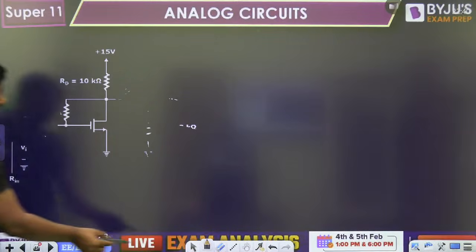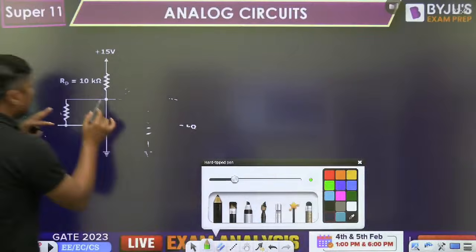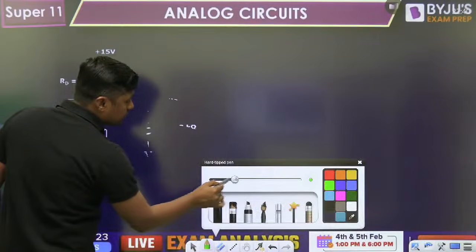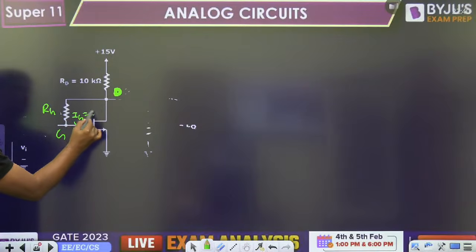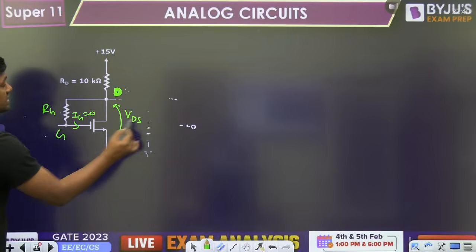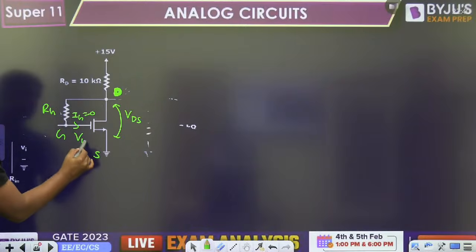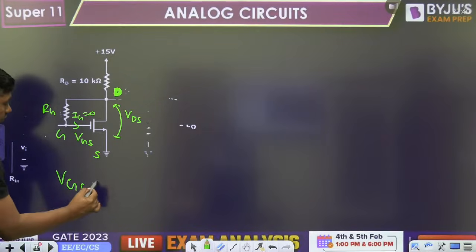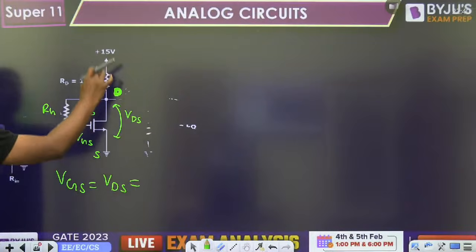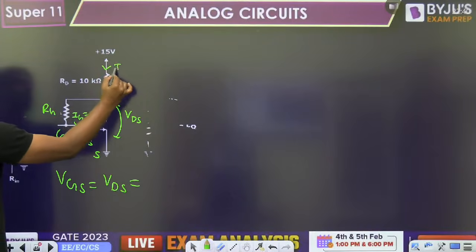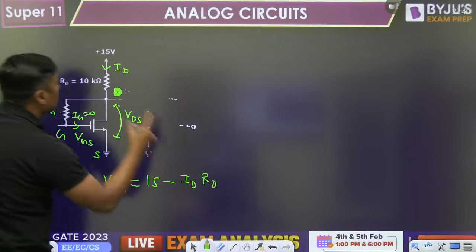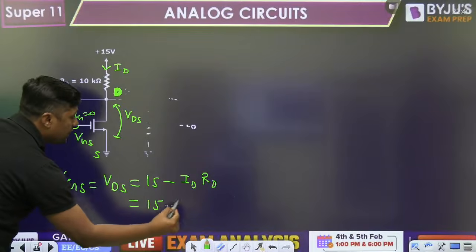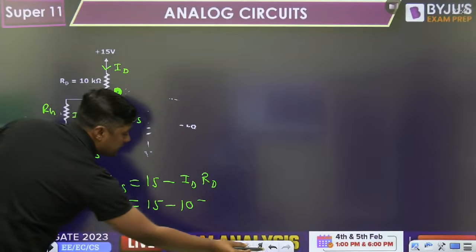And then, guys, when the drain is connected to the gate through RG, then definitely it is in saturation. IG is equal to 0, so VDS becomes VGS. And what is VDS? 15 minus, what is the current here? ID. 15 minus ID times RD. What is the value of RD? 10 kilo ohm. So VDS is 15 minus 10 times ID.